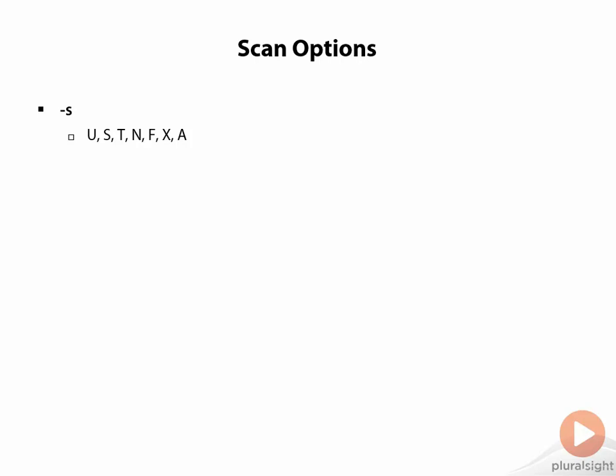All of NMAP's port scanning options are enabled using the -s option and an uppercase letter argument designating the type of scan desired. We'll be discussing 7 of these scan types. The first one, capital U, specifies that a UDP scan should be performed. The rest of them all specify different types of TCP scans. We'll discuss each of these options in turn.